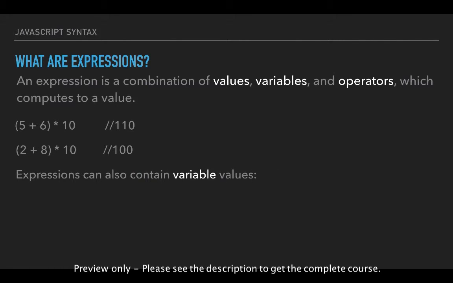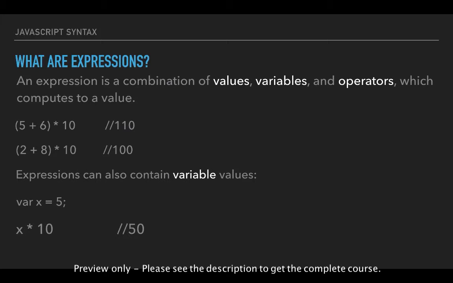Now, expressions can be written along with variable values as well. So for instance, we have var x = 5 and we do x * 10, which is x multiplied by 10, you get the output as 50.